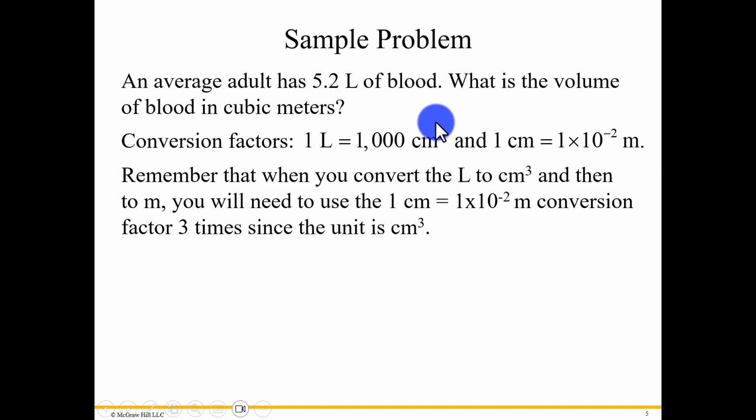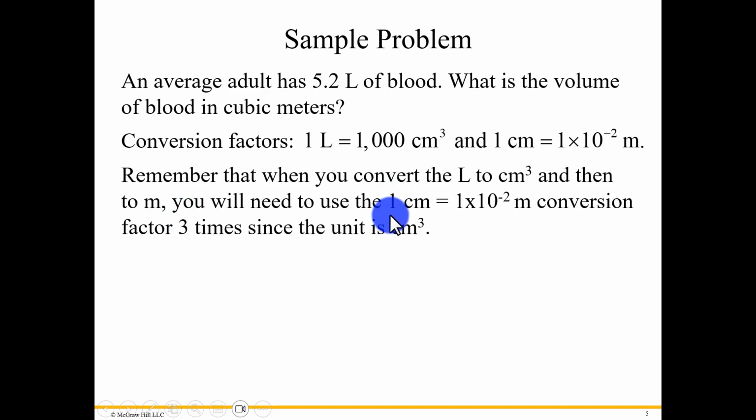Note that here you don't just have centimeters, you have centimeters cubed. Therefore, you have to use this conversion factor 3 times or raise this to the power of 3. So 1 centimeter cubed is equal to 1 times 10 to the minus 2, in parentheses, raised to the third, meter cubed. So either way, when you convert from liters to centimeters cubed, that's the first step. Then you convert centimeters cubed to meters.